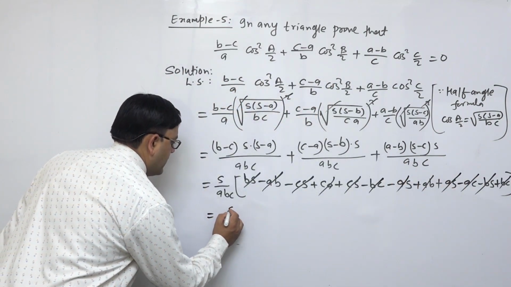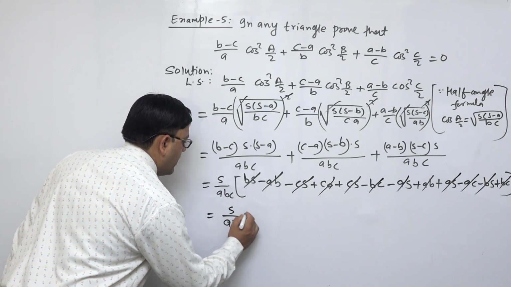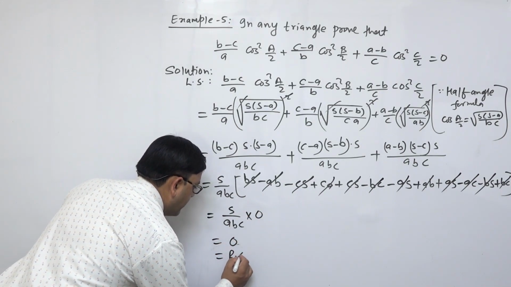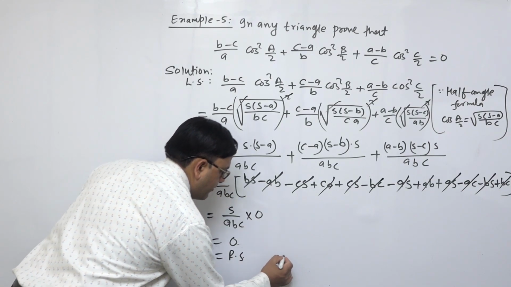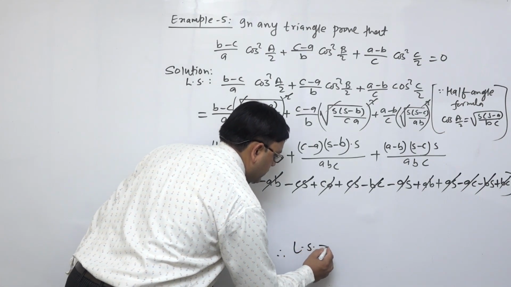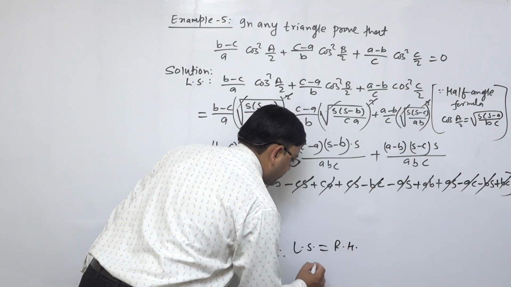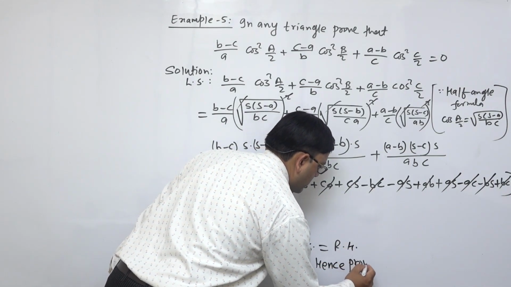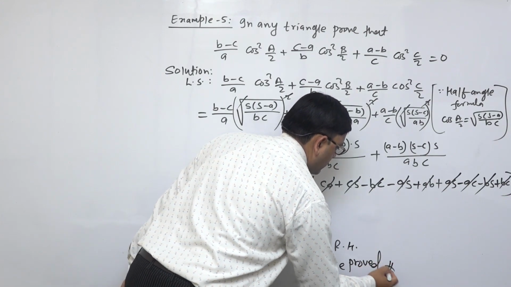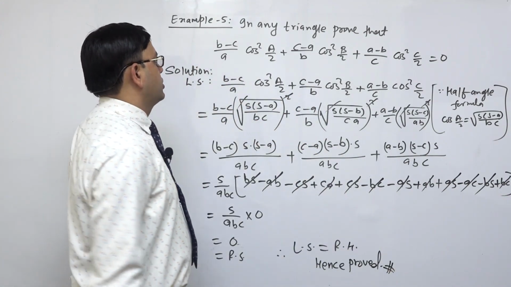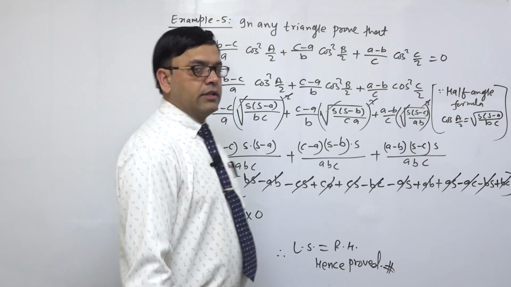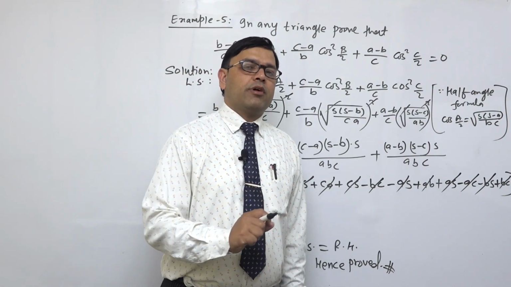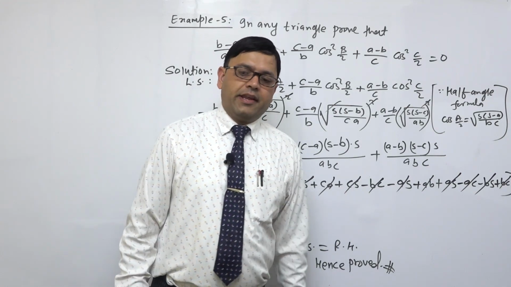So in this way, s by abc times 0 is equal to 0, which is equal to the right side. Therefore left side is equal to right side. Hence proved. In this way we solve this question, and then we use here this half angle formula. Now we are going to look at another example of another type of question again.